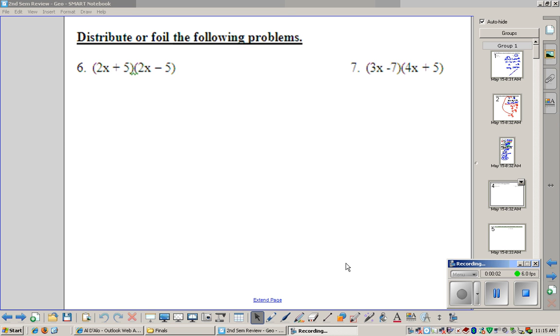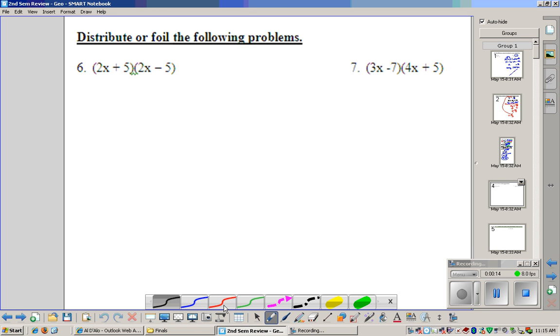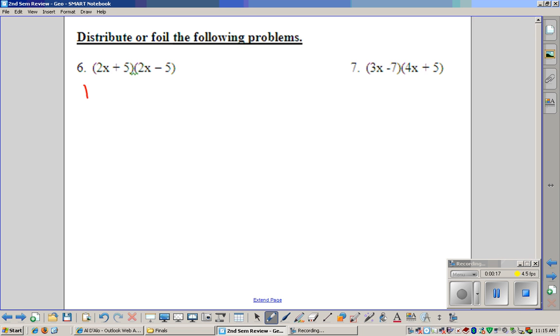Okay, the next group of problems has to do with factoring and FOILing. So we're going to start off with distribution or FOILing, which is a technique to distribute two binomials like this. FOIL first of all stands for first, outer, inner, and last. Okay, so multiply the first two numbers together.